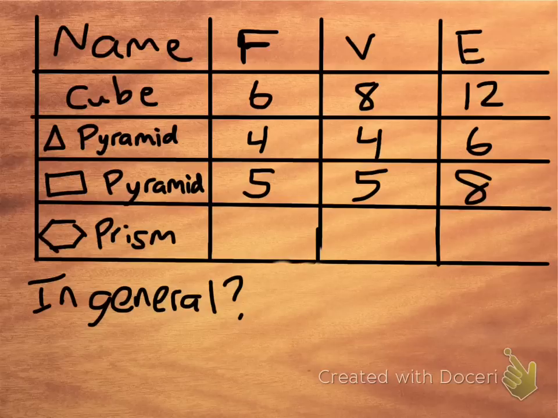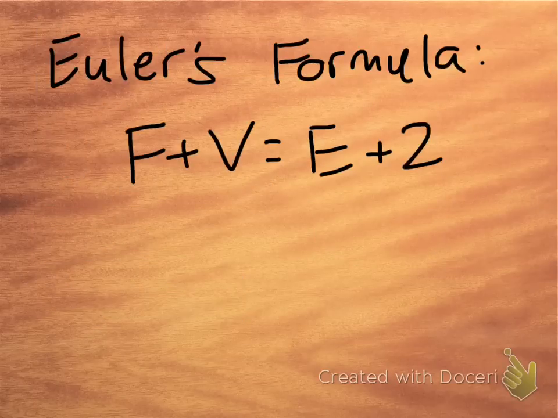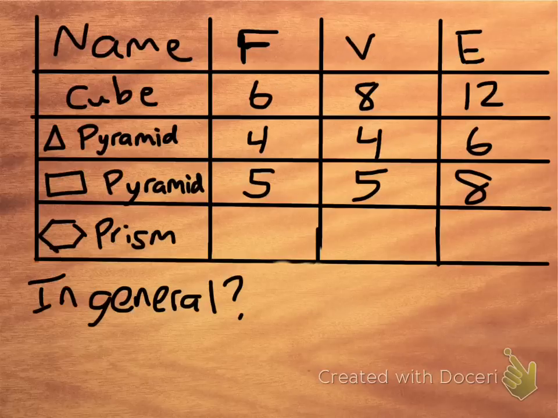In general, though, there's this thing called Euler's formula. It says that the number of faces plus the number of vertices is the number of edges plus 2. So F plus V equals E plus 2. So let's see if that's true in the chart we just made. We have F plus V, that's 6 plus 8, which is 14. Hey, that's 2 more than 12, right? We have 4 plus 4, which is 8. Hey, that's 2 more than 6. We have 5 plus 5, which is 10, and hey, that's 2 more than 8. So that's kind of where that pattern comes from.